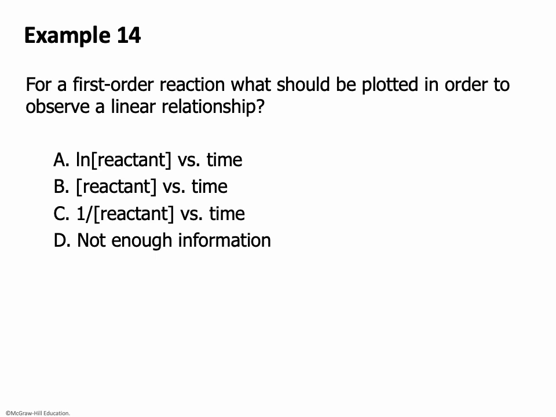For instance, for a first order reaction, what should be plotted in order to observe a linear relationship? It would always be natural log versus time. So that would be the answer for a first order. For a second order, it would be 1 over reactant versus time. Or for the zero order, it would be reactant versus time. So we just have to remember which equation is for what order.